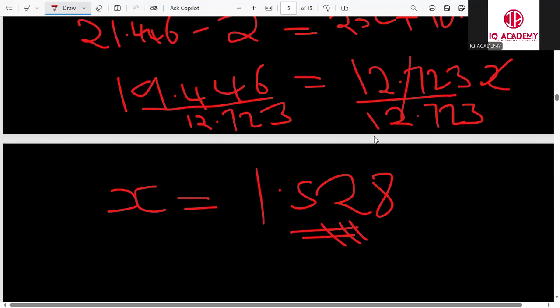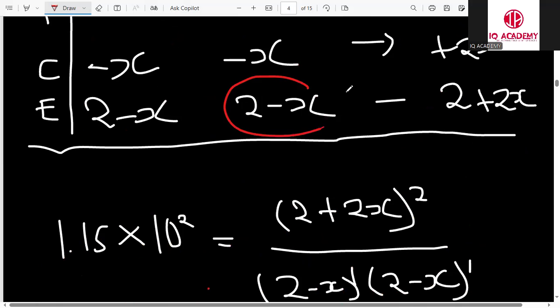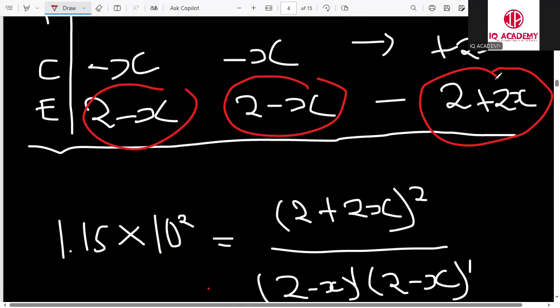So remember, our concentrations at equilibrium were these guys here. Were this, and this. So to find these concentrations at equilibrium, we're just going to say 2 minus that x that we found here. Again, 2 minus that x we found. Then here we're going to say 2 plus 2 of the x that we found. Okay, so let's find it.